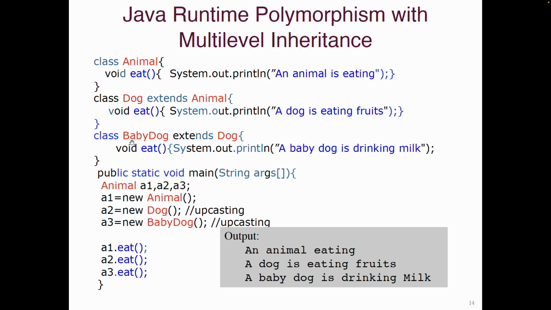If in the baby dog class, let's say that we didn't define this eat function, so we only defined it for the dog and for the animal. What would be the output when we run a3.eat? A dog is eating fruits, or the first one? Who says first? Who says second?